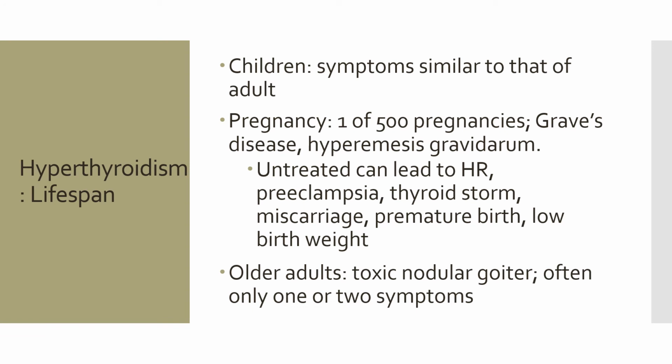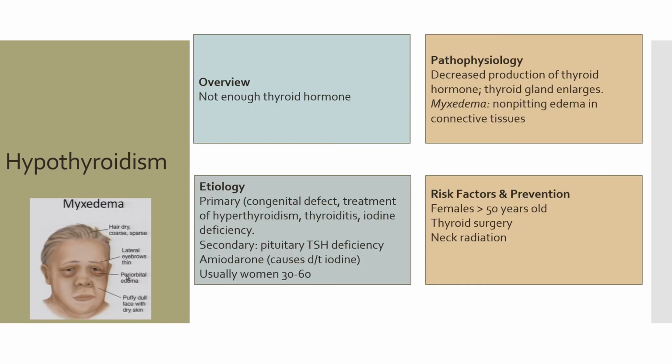Lifespan concerns with hyperthyroidism: for children, it's similar to that of adults. For pregnant women, in 1 in 500 pregnancies, they can develop Graves' disease and hyperemesis gravidarum. Untreated, it can lead to increased heart rate, preeclampsia, thyroid storm, miscarriage, premature birth, and low birth weight. Older adults can develop a toxic nodular goiter, often with only 1 or 2 symptoms. They have other comorbidities, and so the symptoms might not be picked up on.